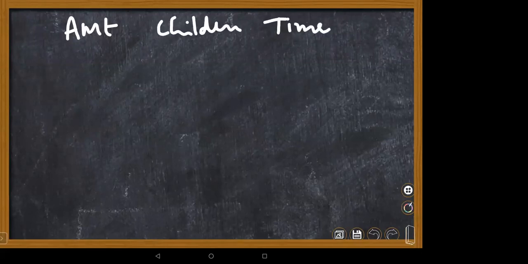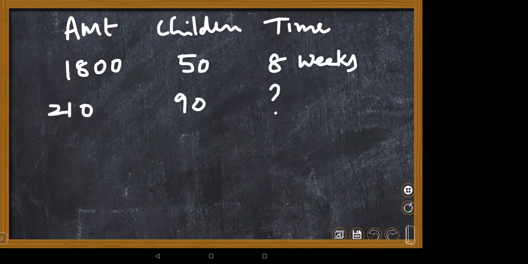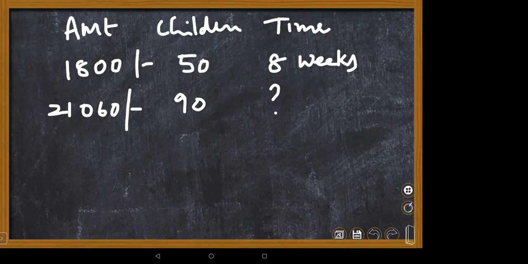So how much amount are we spending? 1,800 on 50 children for the time of 8 weeks. And next, we don't know the time. You need to find it for 90 children, and the amount is already given as 21,060 rupees. Come on, children, please find the value of time period. The same way you calculated the previous question.